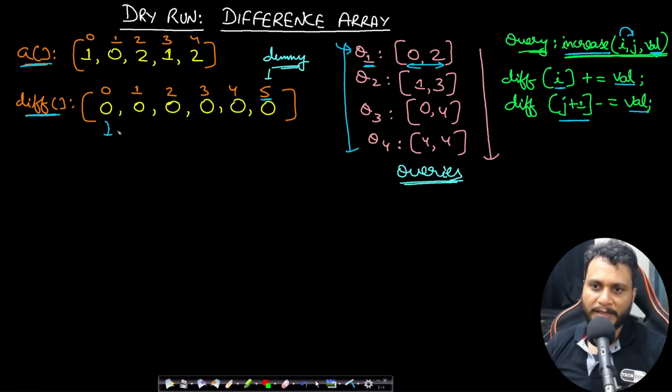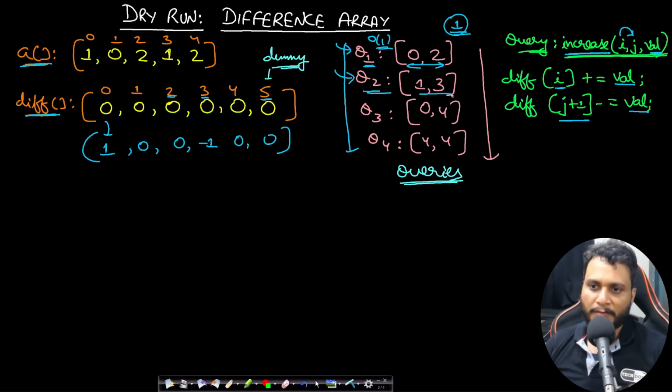That means increment at 0, and we know that we have to always increment by value 1 because we had to decrement by value 1. So this will be incremented by 1, and at 2 plus 1, that means at 3, we have to decrement by a value 1. Rest all values will remain unchanged. So our first query has been solved in order of 1 time.